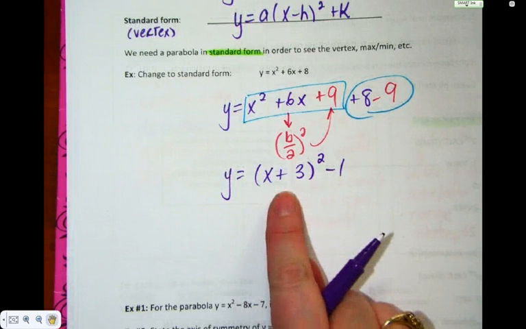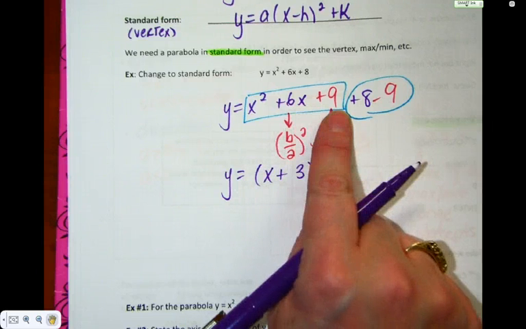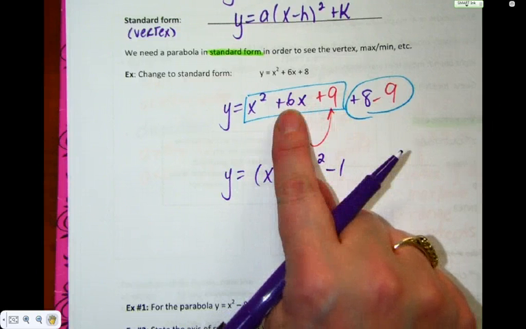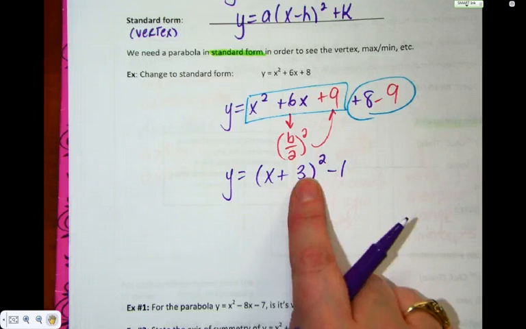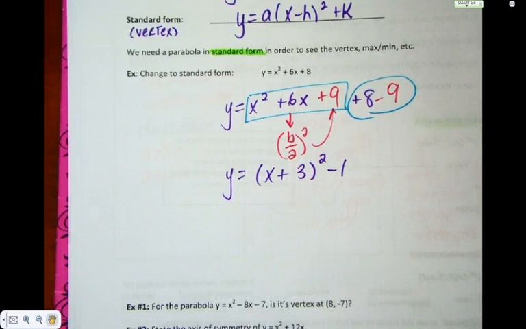How did we get x plus 3 squared? Who can tell her? It's just product sum. What are the 2 numbers that multiply to give us 9, add to give us 6? So it has to be 3 and 3 because it's a perfect square trinomial.